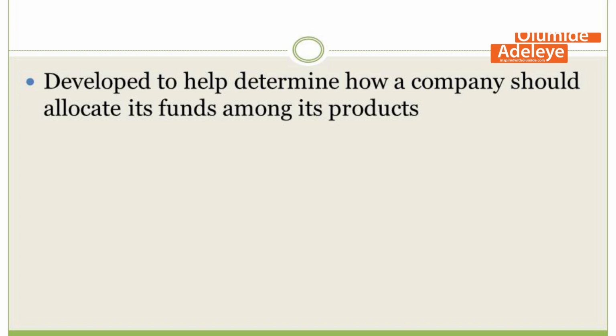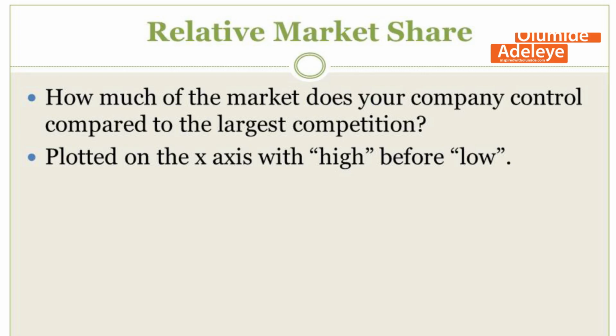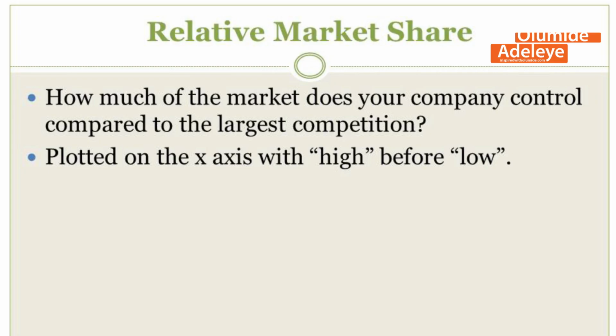So how does it really work? Let's look at that in some more detail. There are two key variables for the BCG matrix. The first of them is the relative market share. And that essentially implies how much of the market your company controls compared to the largest competitor. Compared to the competition, how much of the market is your company controlling? And that part, the relative market share, is plotted on the x-axis.